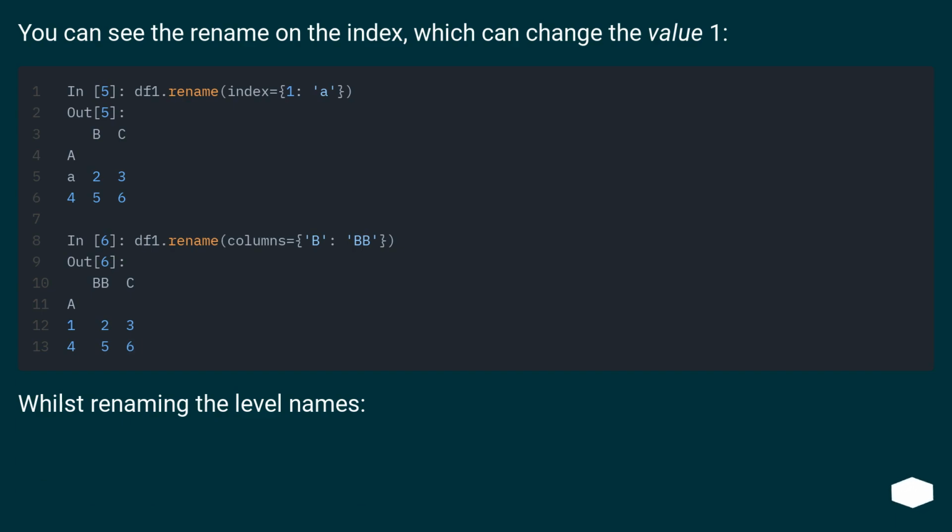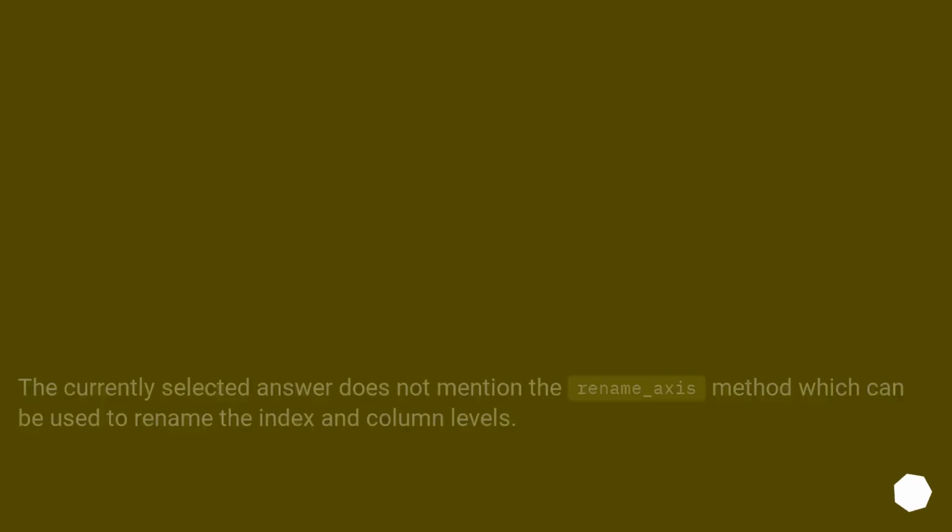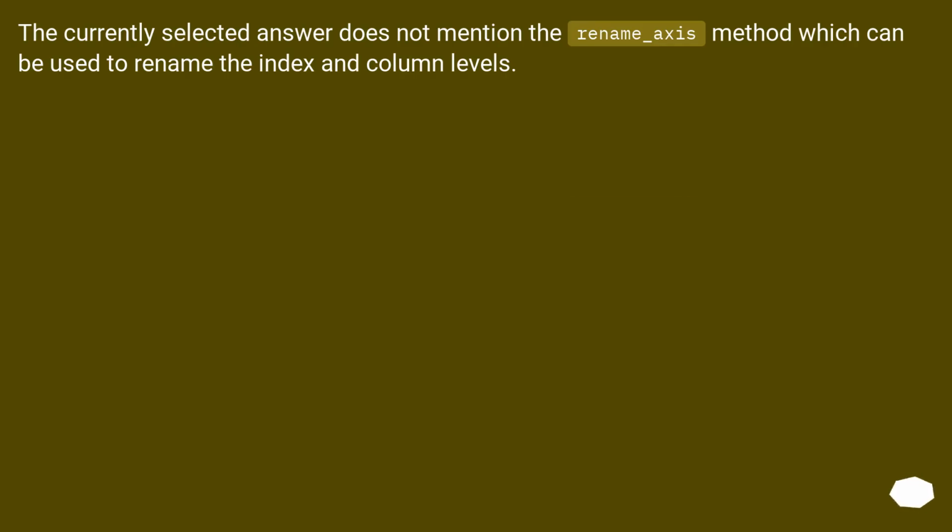You can see the rename on the index, which can change the value 1, whilst renaming the level names. Note, this attribute is just a list, and you could do the renaming as a list comprehension/map. The currently selected answer does not mention the rename_axis method, which can be used to rename the index and column levels.